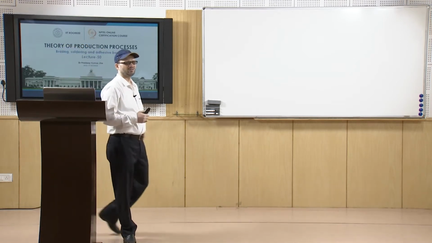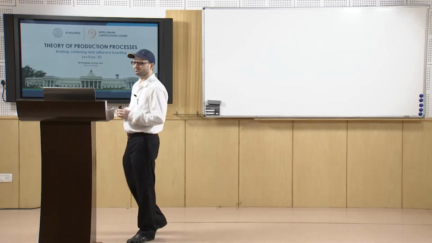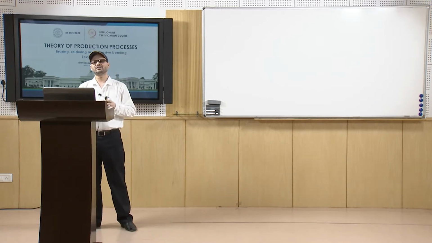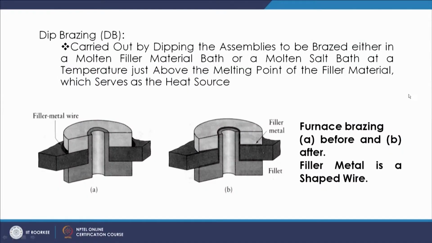Another method of brazing is dip brazing, where you are dipping it in a bath. So, you may have the molten filler material bath or a molten salt bath at a temperature just above the melting point of filler material. So, you are dipping it, and at that temperature that melting takes place, and then the joint develops.